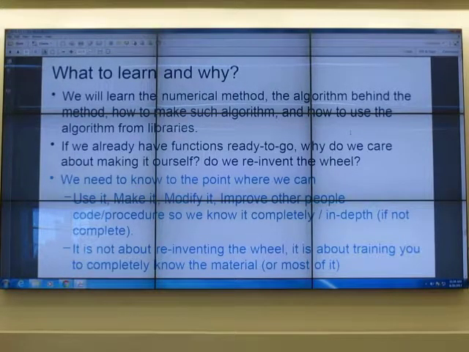Okay, next, let's take a look at what we learn. We will learn the numerical method, the algorithm behind the method, how to make such an algorithm, and how to use the algorithm from the library. It's not just that. First step, you need to know it. You need to know the algorithm behind it. You need to know how to use it, and how to do it in a Pythonic way. To teach you just to use the library is very quick. The library is very short. For example, if you want to solve a system of nonlinear equations, it's just one line of code and you're done. Or if you want to do some optimization, it's a couple lines and you're done.